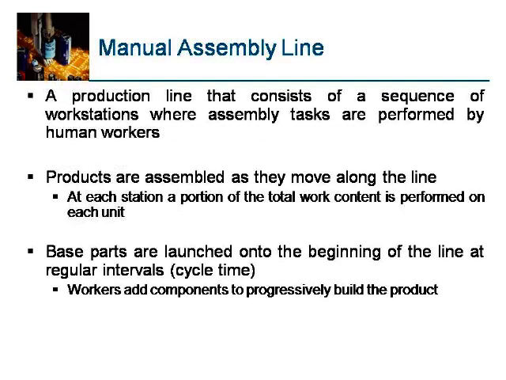A production line that consists of a sequence of workstations where assembly tasks are performed by human workers. Products are assembled as they move along the line. At each station, a portion of the total work content is performed on each unit. Base parts are launched onto the beginning of the line at regular intervals. This is called the cycle time. Workers add components to progressively build the part.